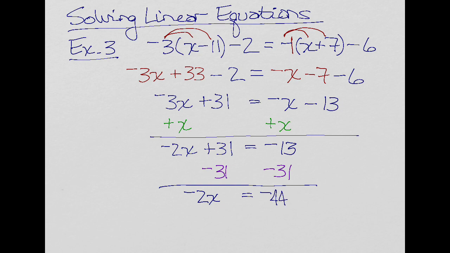Almost there. I have this negative 2x. I'm going to divide by negative 2. And when I do that, I'm going to get 1x, which is what I want. I want the x to be by itself. 1x, way down at the bottom. Since I divided on the left by negative 2, I had better divide on the right by negative 2. Negative 44 divided by negative 2 is positive 22. And there's my solution.